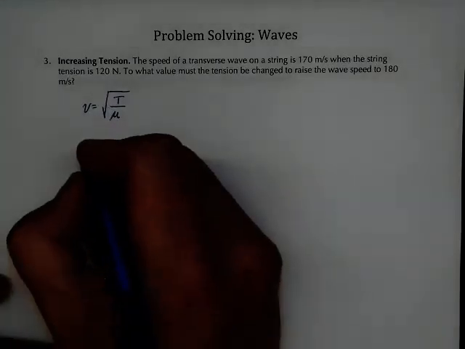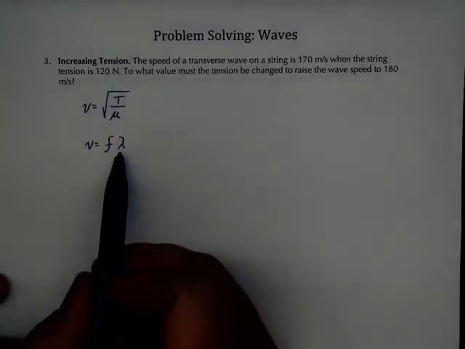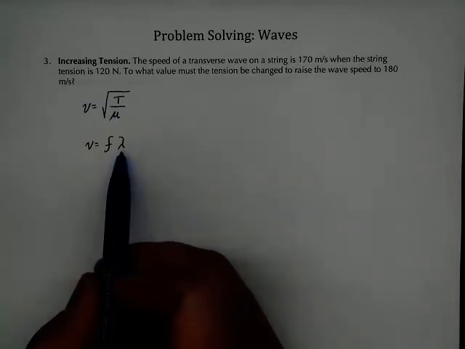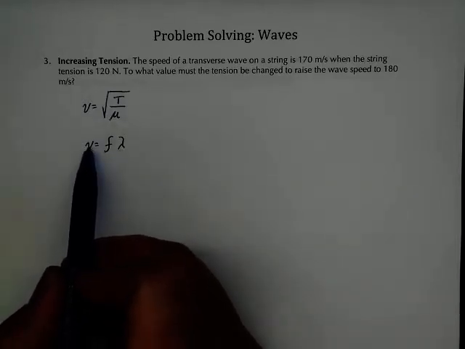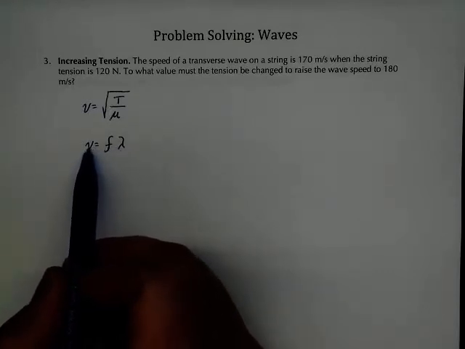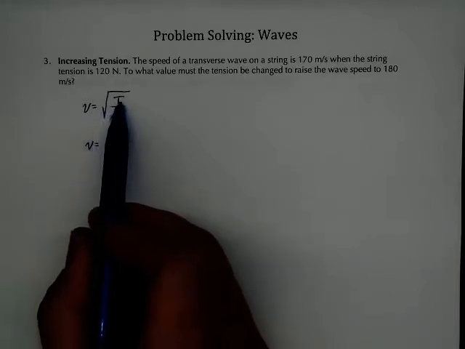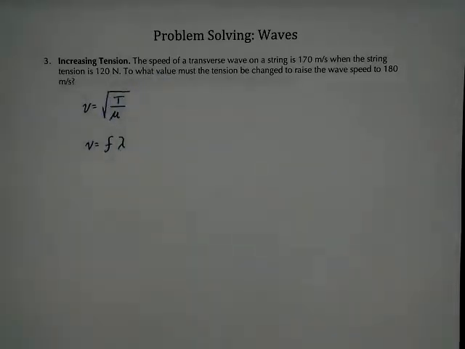Well, some of you that play musical instruments might be aware that if you have, say, a guitar, the wavelength of the fundamental mode of oscillation of that guitar string is fixed because that's the length of the guitar neck. And if you want to raise the wave speed, what you're trying to do is increase the frequency of the tone, make it a higher pitched tone. So to make the wave move faster, I can tighten the string, increasing the tension. This question is just asking us how much must the tension be changed to raise the wave speed to 180 meters a second.